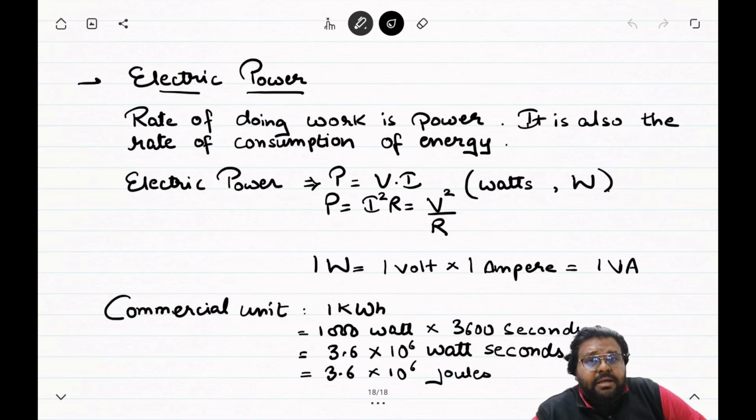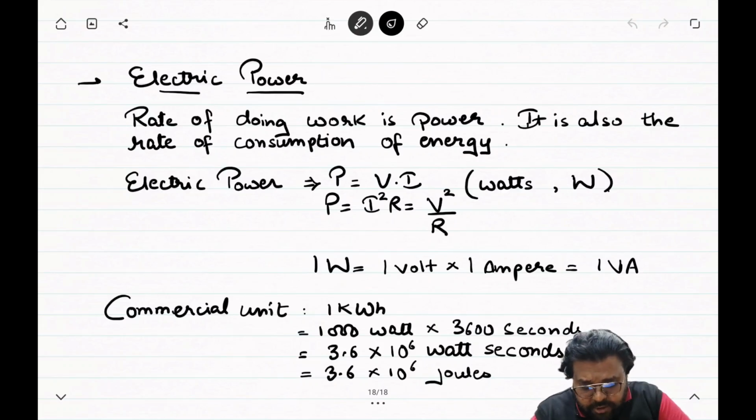Now there is a higher, commercial unit of power, that is 1 kilowatt hour, also known as the commercial unit. The electricity bills that come to our homes, where 100 units are free or 200 units are free at various places, those units are basically the commercial unit. The commercial unit is 1 kilowatt hour. 1 kilowatt means 1000 watts and 1 hour means 3600 seconds, in SI units. 1000 into 3600 gives 3.6 into 10 to the power 6 watt second, and watt second is nothing but joules. So 3.6 into 10 to the power 6 joules of energy is consumed in 1 kilowatt hour.